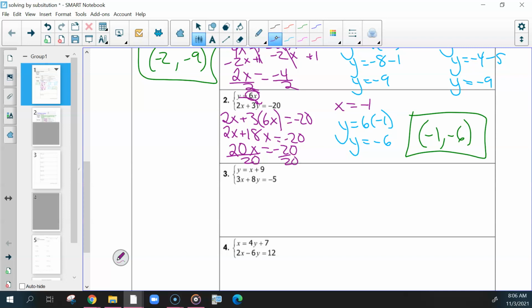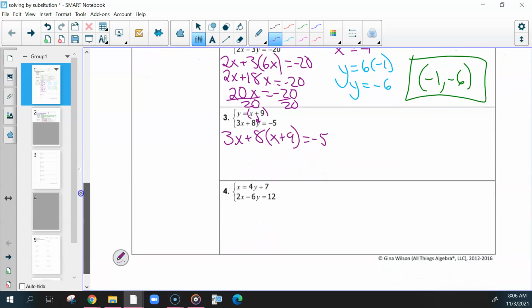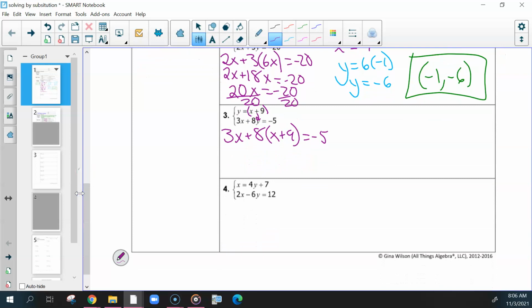Same process. This one has y equals. Again, we don't need to solve the one that's not in y equals. We're going to take this equation, y equals x plus 9, and put it in for y in the other equation. I'm going to rewrite this bottom one, 3x plus 8, and instead of y, I'm going to put in parentheses x plus 9. And solve for x.